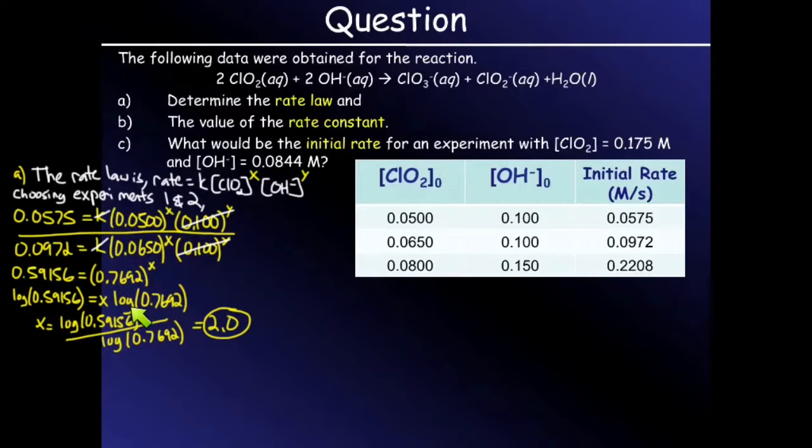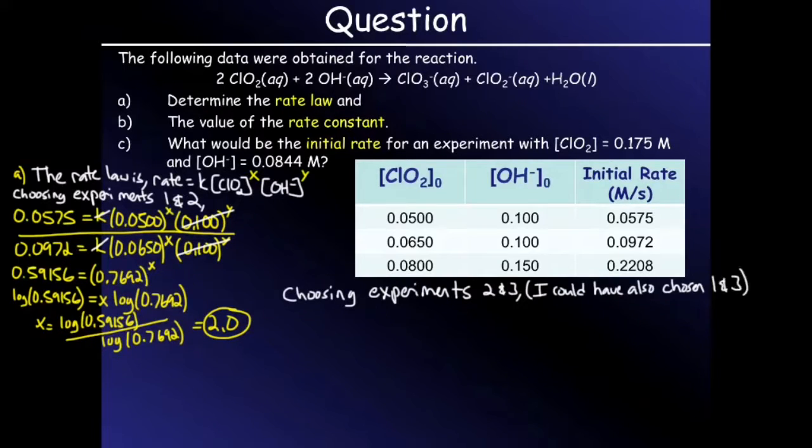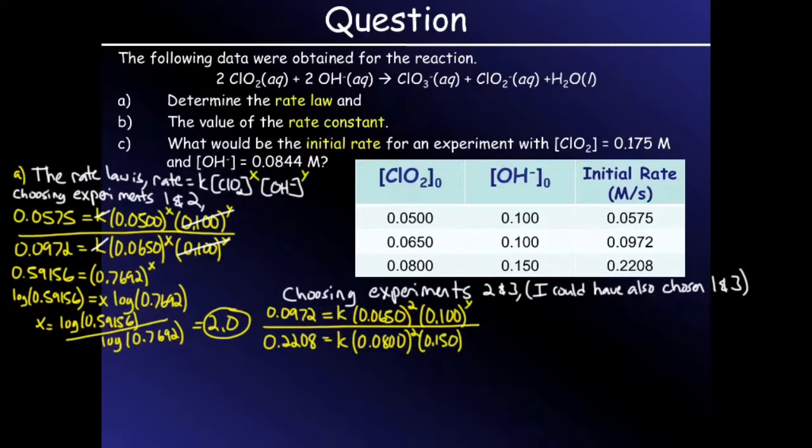It is not very obvious what x needs to be, so this is a case where we definitely have to take the log of both sides, rearrange the equation, solve for x, and then calculate our value. In this case, the order of the reaction in hydroxide is 2. Now we can choose two other experiments. I'll choose 2 and 3.